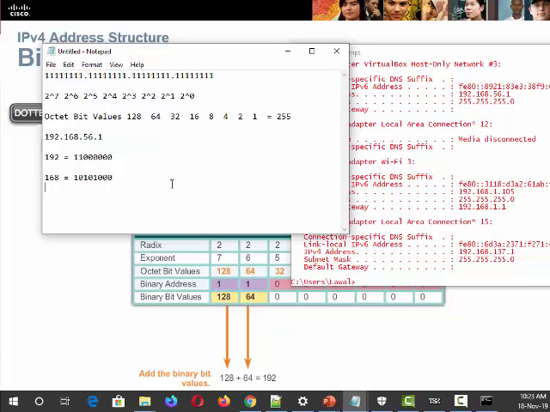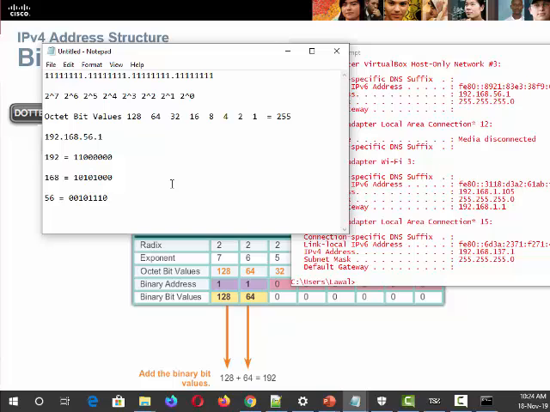Let us look at 56. 128 cannot go, 0. 64 cannot go, 0. But 32 can go in 56. That means the bit of 32 is on. Then what remains? 14, right? Then 16 cannot go, but 8 can go in that 14. 4 can go in 14. So what remains? 2. So 2 can go, then 1, there's nothing left for 1, right?